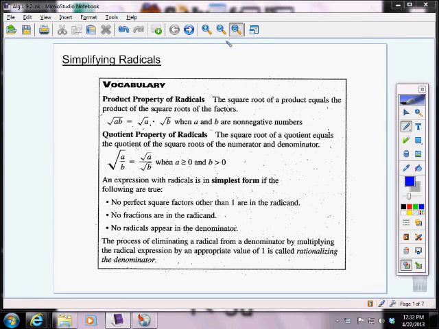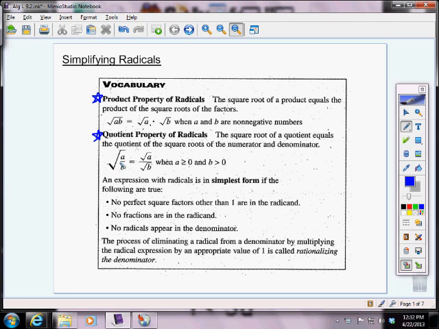Simplifying radicals. Remember, a radical tells us to take the square root. Basically, it's like this check mark looking thing here. What we're going to work on in this lesson is how to simplify radicals, because remember, unless it's a perfect square, you're going to get an irrational number, a decimal that goes on and on forever without terminating or repeating.